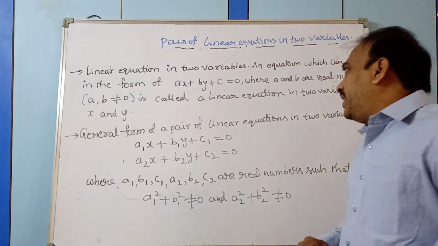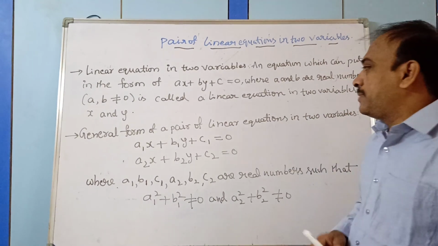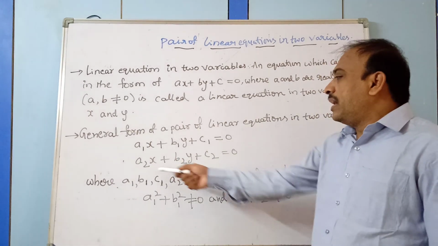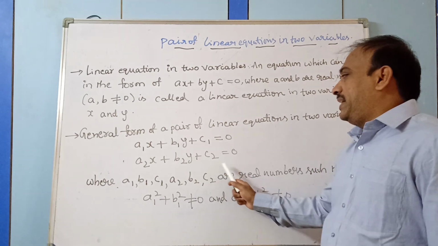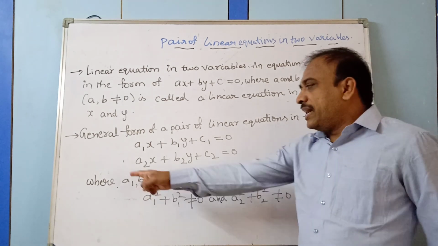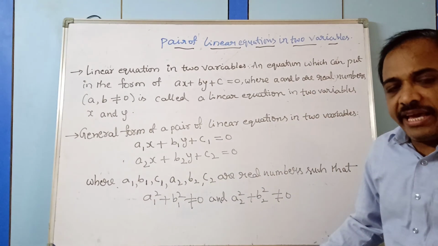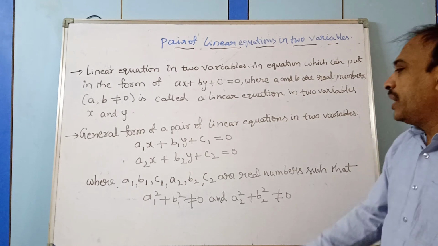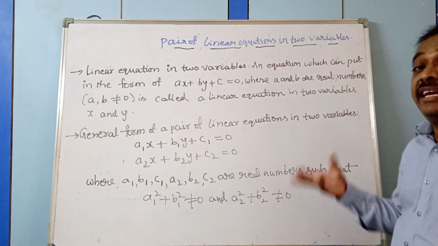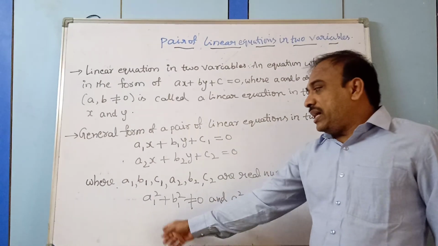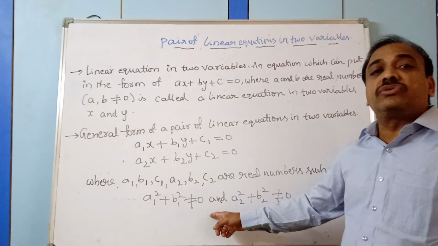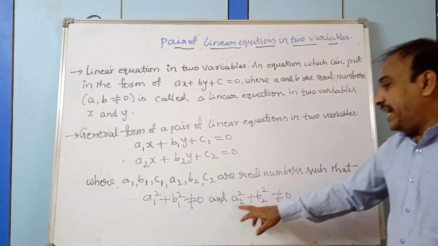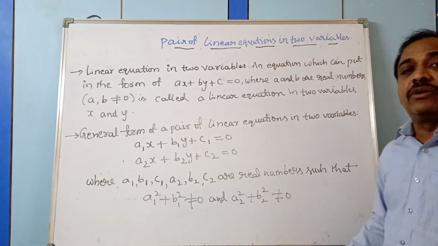General form of a pair of linear equations in two variables. One is a1x plus b1y plus c1 equal to 0, and the other is a2x plus b2y plus c2 equal to 0, where a1, b1, c1, a2, b2, c2 are real numbers, such that a1 square plus b1 square is not equal to 0, and a2 square plus b2 square is not equal to 0.